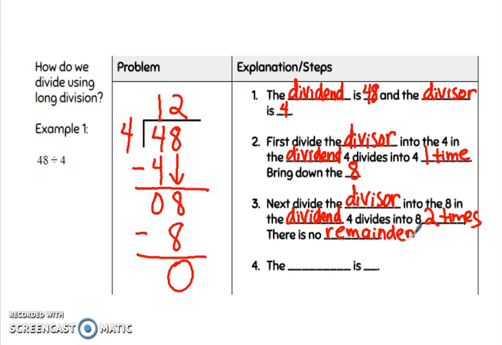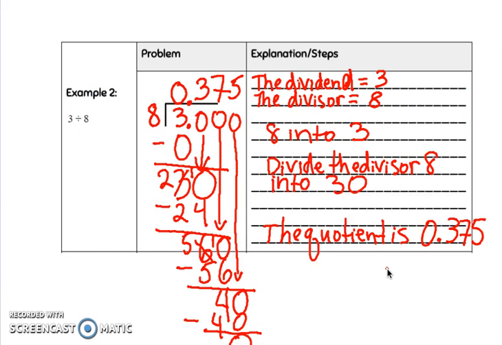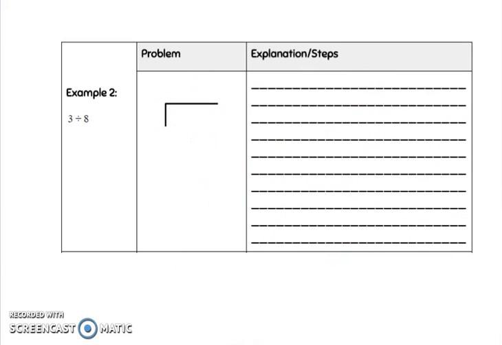And finally, our answer, or our quotient, is 12. Please take the time to make sure you filled in all of these. Next example. Three divided by 8. First of all, our step, the dividend, and you're going to complete these steps.